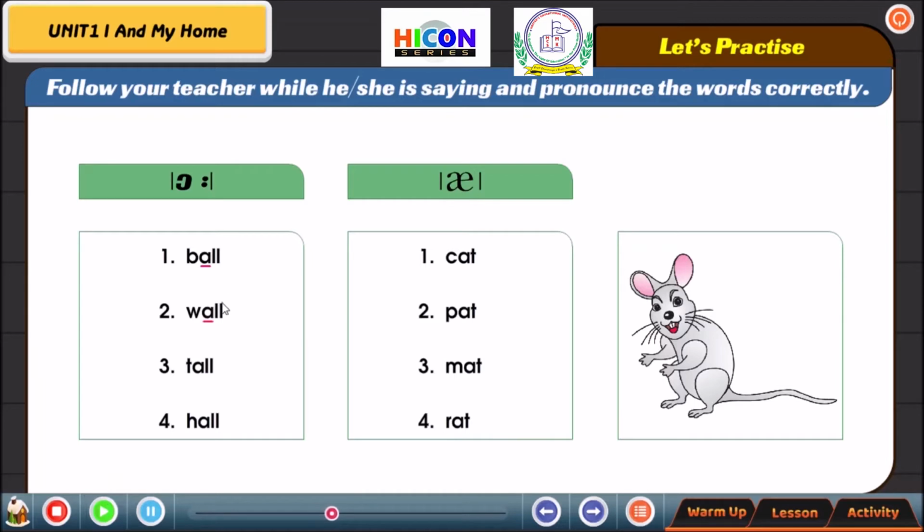Ball, wall, tall, hall, cat, pat, mat, rat. Okay? Now we will compare these two words: ball, cat, wall, pat, tall, mat, hall, rat. Okay? So now keep the screen for a minute. You can practice the words.